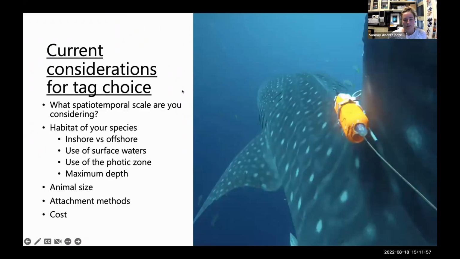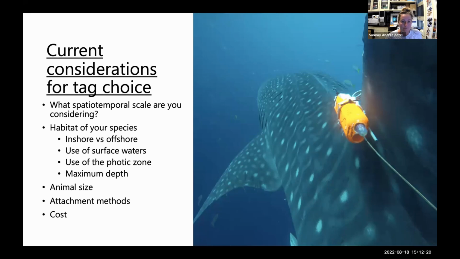Next. So how do we choose what type of tag we use? First of all, always, what is your question? What is the spatial and temporal scale you want to look at? But really importantly, what does your animal do? If it goes offshore, those acoustic tags won't be of use. If it doesn't go onto the surface, those spot or location transmitting tags won't be of use. Does it even use the light zone? If not, you're going to have trouble geolocating that animal in space.